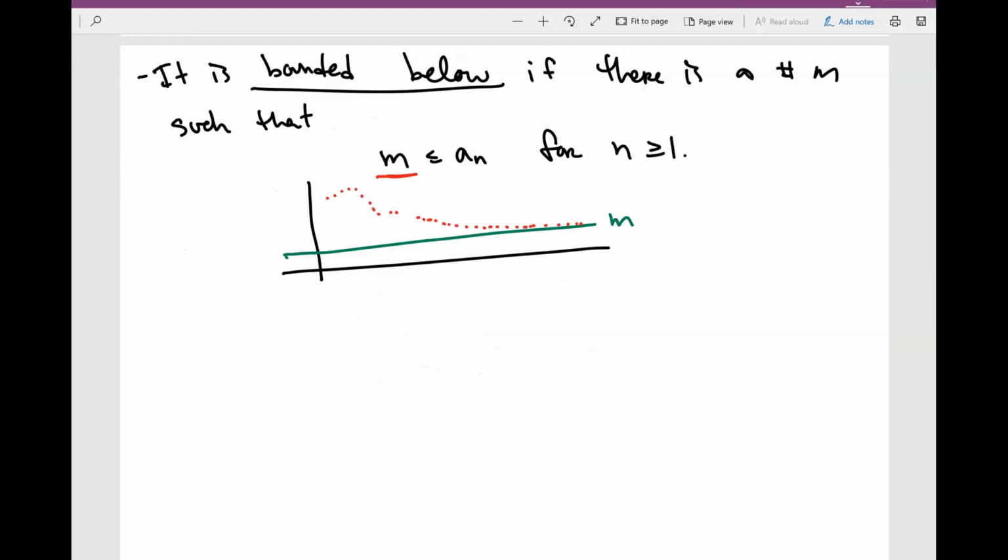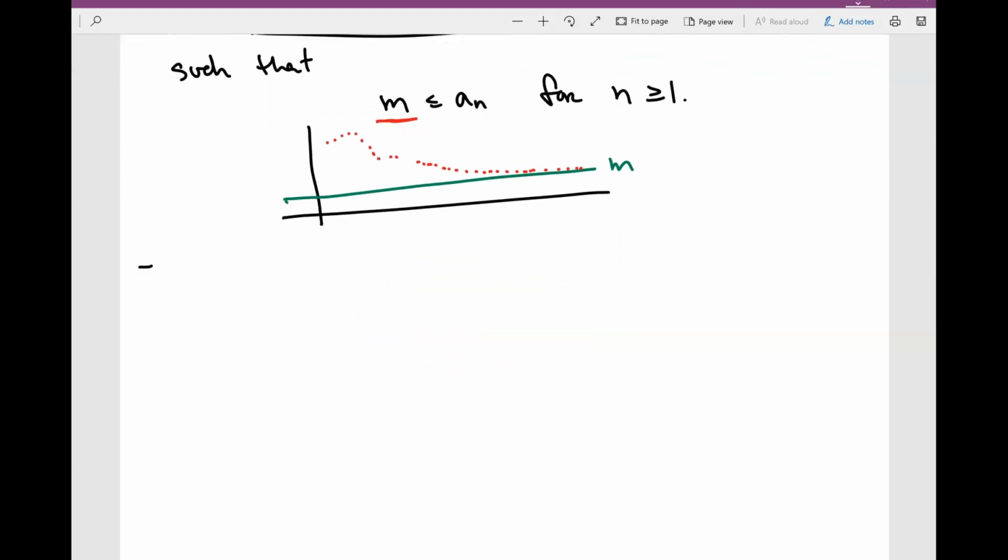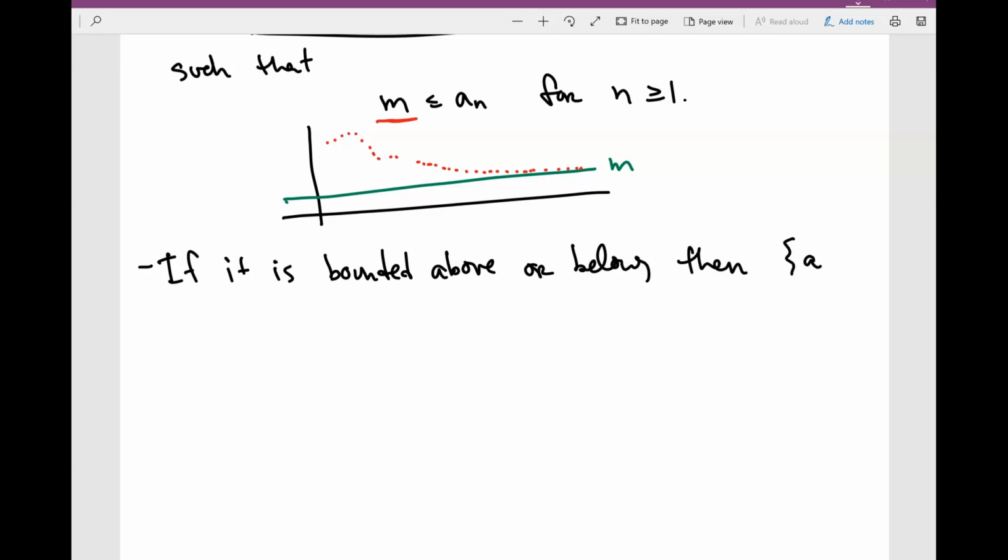Okay. Now, if it is bounded above or below, then a sub n is a bounded sequence.